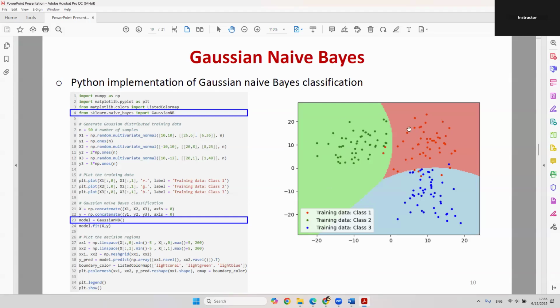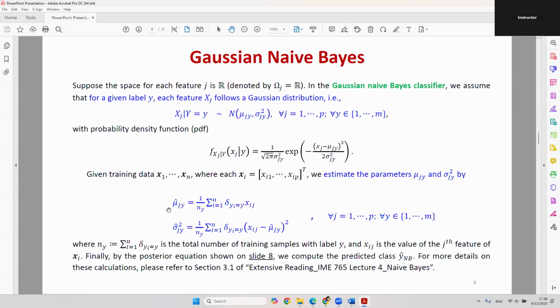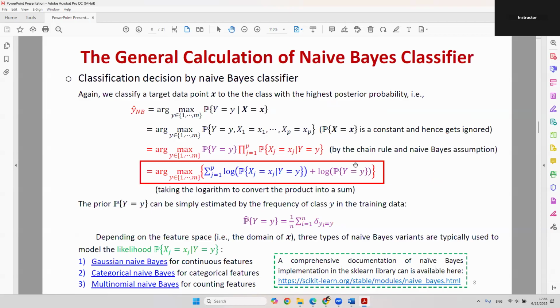Here it's 2D because I need to plot those points, so it's multivariate 2D. So mu one, mu two, and sigma one one, sigma one two, sigma two one, sigma two two. N is the sample size, and then I'm gonna plot the training data first, and then I apply the naive Bayes classification, and I fit X and Y. And again, if you want to ask how did you really estimate it, the mathematics are all here, and also we're gonna calculate this.